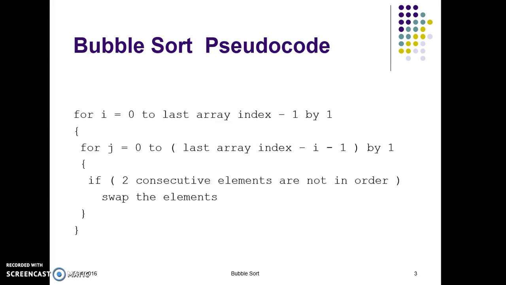Here is the pseudocode for bubble sort. The outer loop should run from 0 to the last array index minus 1. Inside this outer loop, I have to do the operation. The inner loop should run from 0 to the last array index minus i minus 1, and we increment this loop by 1. Inside this inner loop, I compare two consecutive elements. The correct order is that the first element must be smaller than the second one. If it is not in that order, then I have to swap those two elements. So this is the pseudocode for bubble sort.